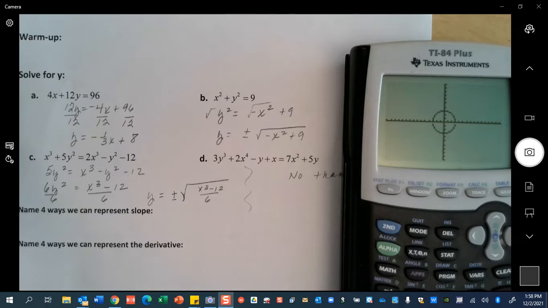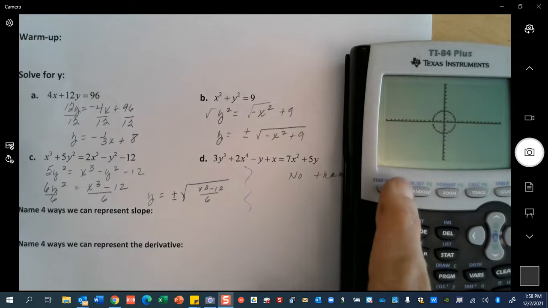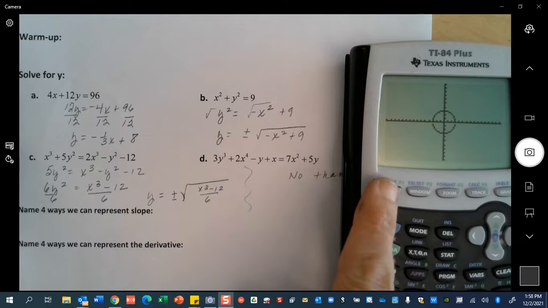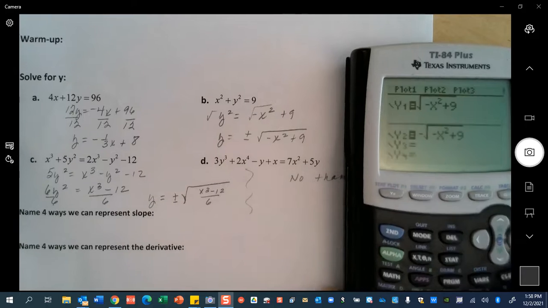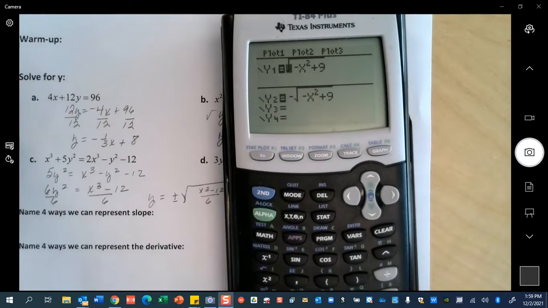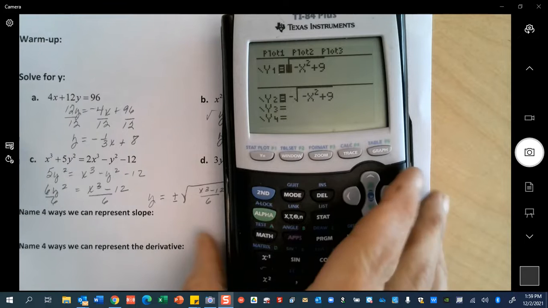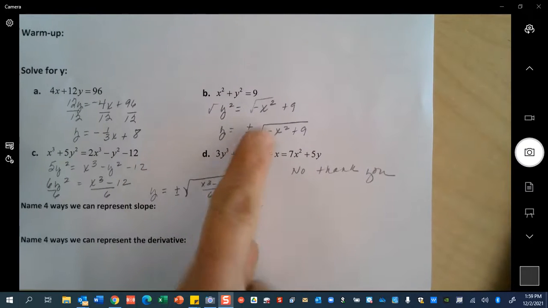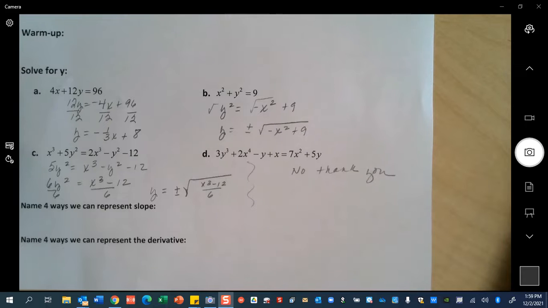Anybody know why the TI can't graph the whole circle? Because it's not a function. Yeah, it's not a function. So when I enter into y is equal to, notice my output is set up in function form. So I can only graph functions. So that's why I have to break the circle into the top and bottom half. But that's okay. I can still solve for y, not a problem.